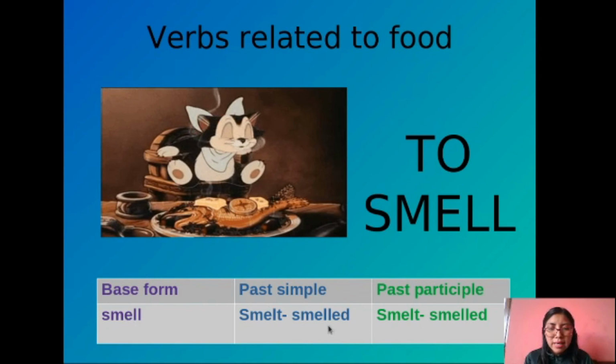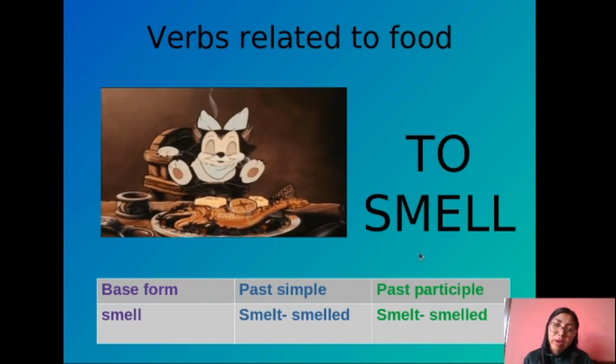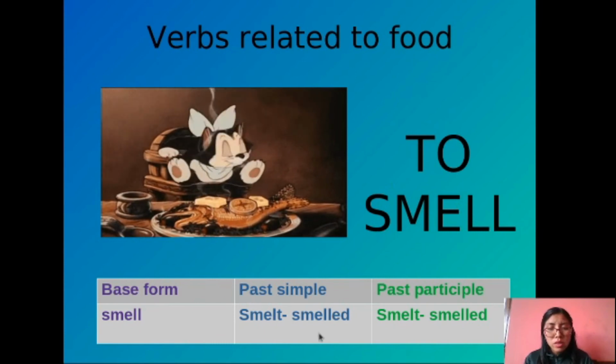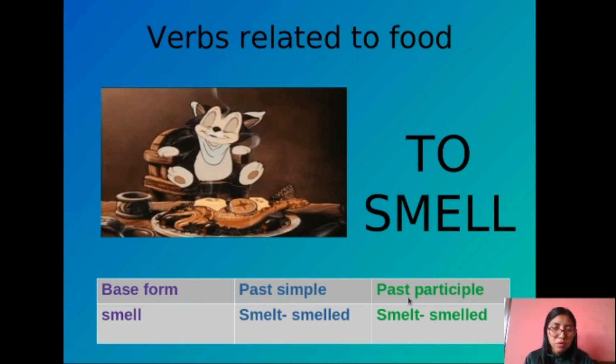Smell, smelled, smelt. This verb can be regular or irregular. We can use it in both forms.